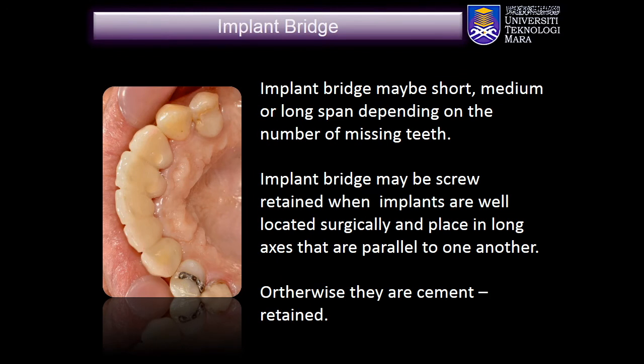Implant bridges are made to replace missing teeth. They may resemble just teeth or teeth and roots depending on the amount of tissue structure loss. Depending on the span of the arch and the number of the implants placed, as well as the angulation of the implants, the substructure of the prostheses may be casted or milled. Implant bridges may be screw retained when implants are well located surgically and placed in long axes that are parallel to one another. Otherwise, they are cement retained.